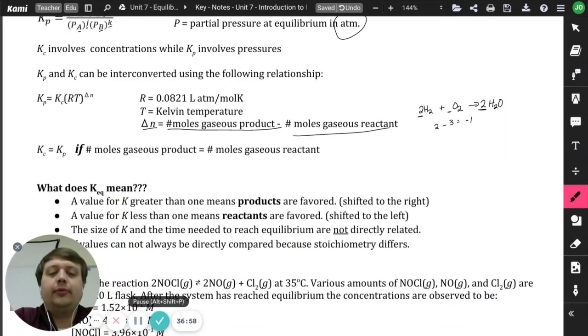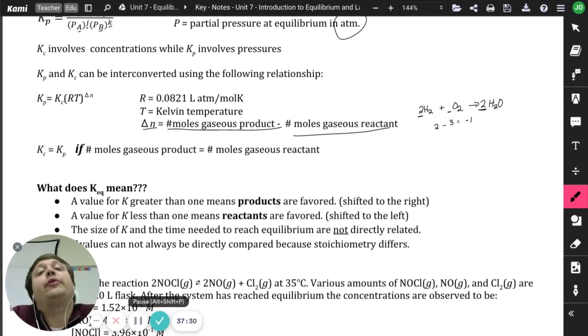Okay. Now, here's something to note. This is actually a shortcut that you could potentially use. Your Kc can equal your Kp if the number of moles of the gaseous products equals the number of moles of the gaseous reactants. Okay? So your Kc can equal your Kp if their number of moles are equal, so the products and the reactants have equal numbers of moles. Okay?